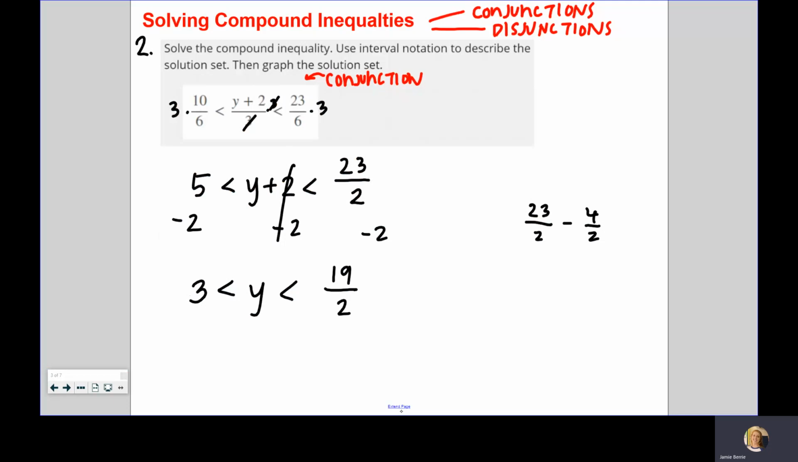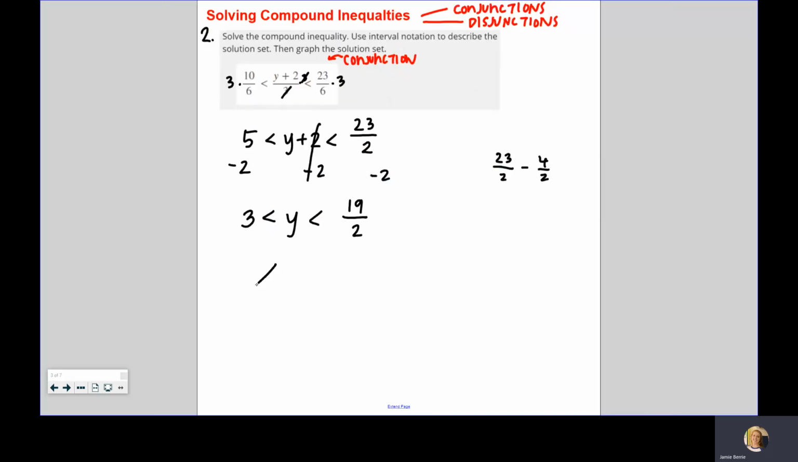All right, so now I'm done solving. I've got y by itself, so I'm going to graph it on a number line, and then I'll write interval notation. I probably should have mentioned at the beginning of the video that interval notation just refers to parentheses and brackets. So marking 3 on the left. I know that 19 over 2 is definitely bigger than 3, because 2 goes into 19 nine times, since 2 times 9 is 18. So it's definitely bigger than 3.